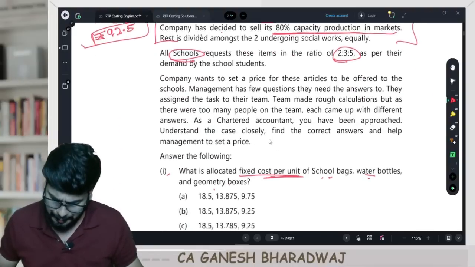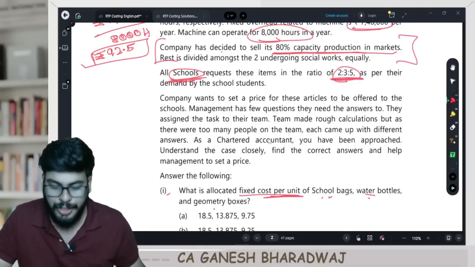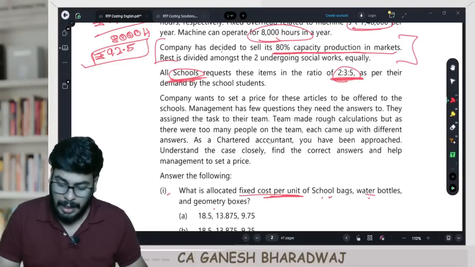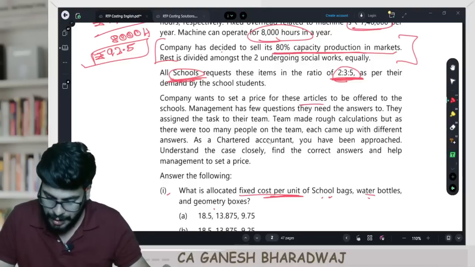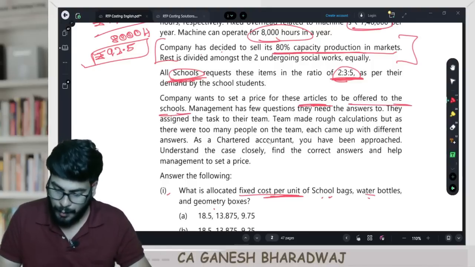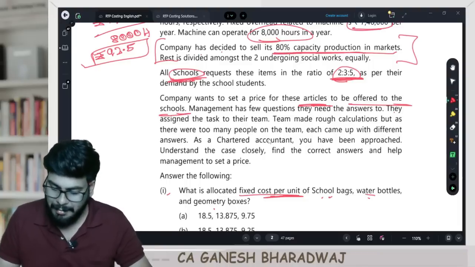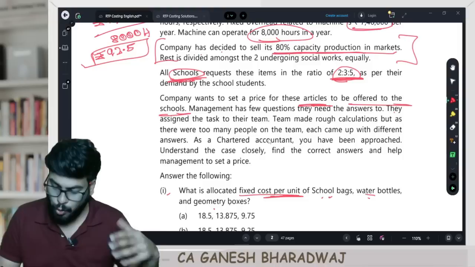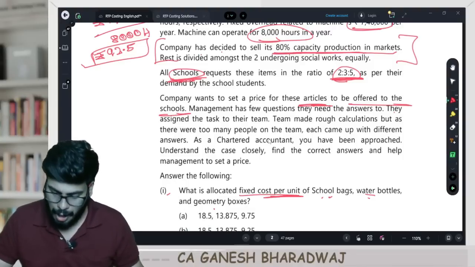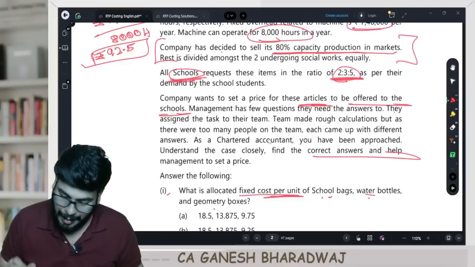Now what they are saying, all the schools request these items in the ratio of 2:3:5 as per the demand by the school students. The company wants to set a price for these articles to be offered to the schools, right? The management has a few questions they need to answer to. They assigned the task to their team. The team made rough calculations, but as there were too many people on the team, each came up with different answers. So as a chartered accountant, you have been approached. Understand the case closely, find the correct answers, and help the management to set a price.